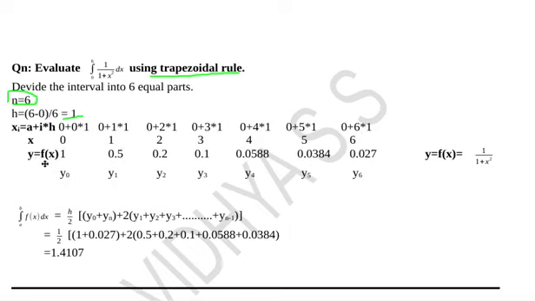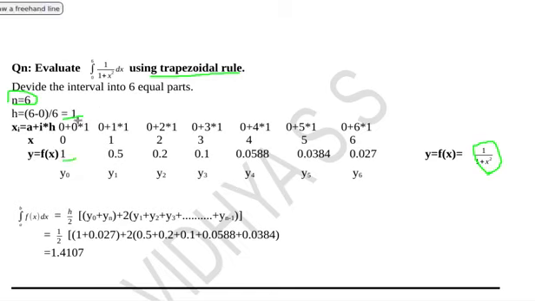Next I need to find the value of each yi. y is equal to f of x, and here f of x is 1 by 1 plus x square. So we need to put each value of xi into this equation to get the value of y. So y0 will be equal to f of x0. x0 is 0, so 1 by 1 plus 0 square, the value is equal to 1.